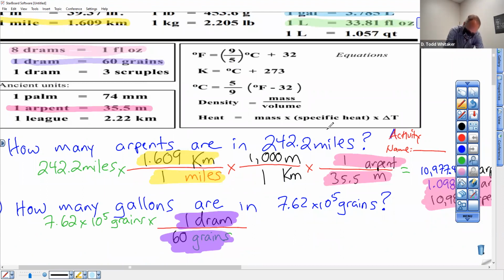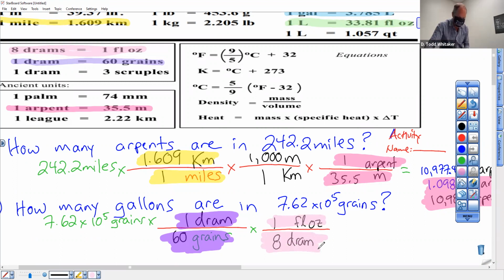So time to get rid of drams and get me to fluid ounces. 8 drams, 1 fluid ounce, light pink highlighter. That's not a highlighter at all. Light pink highlighter.